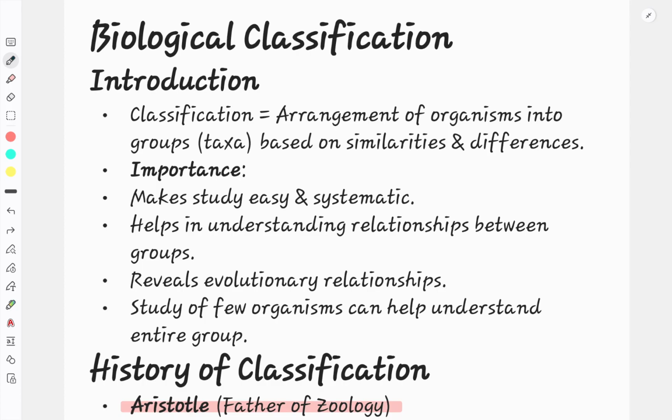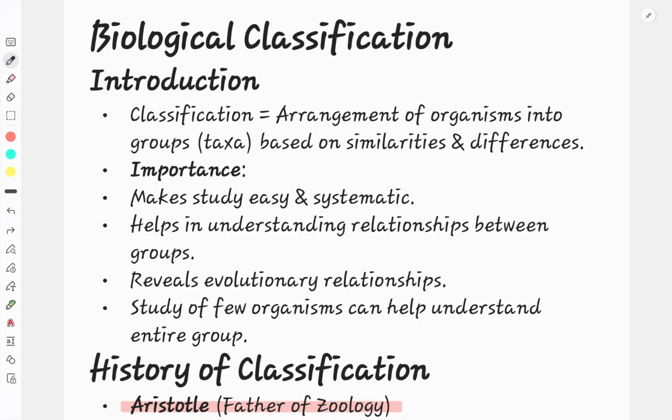In our last class, we studied some basics of classification and different taxa of classification. What do you mean by taxa? These are the levels in which organisms are grouped according to their relationships or differences. Now we will further study biological classification and the basis on which organisms are classified. So we will start with an introduction.